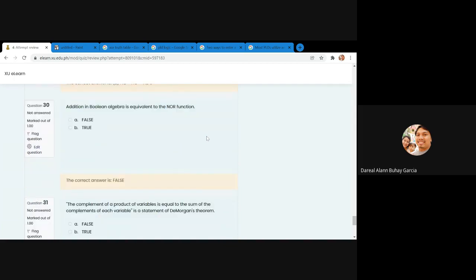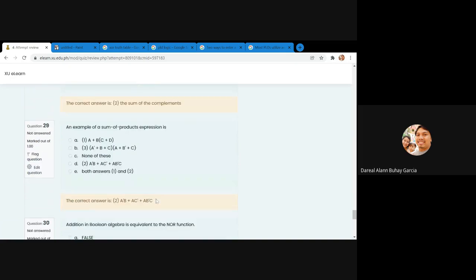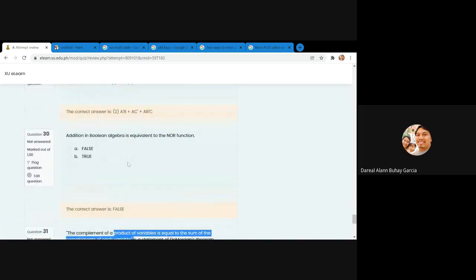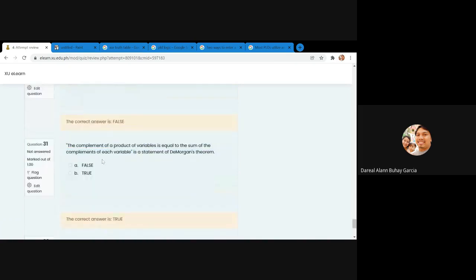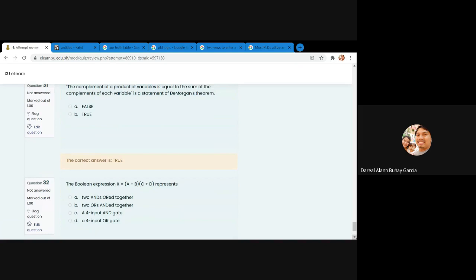The complement of a product of variables is equal to the sum of the complement of each variable. True or false? Again, this is number either 16 or 17 sa Boolean theorems. The complement of a product is equal to the sum of the complement. Katong question sa taas kanina, sum of complement. True. So, same idea sa question earlier.